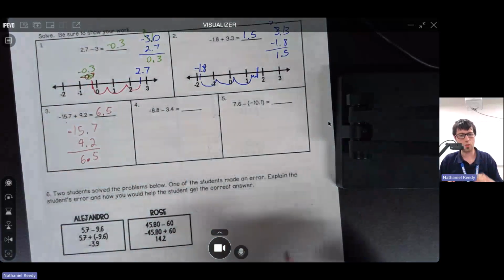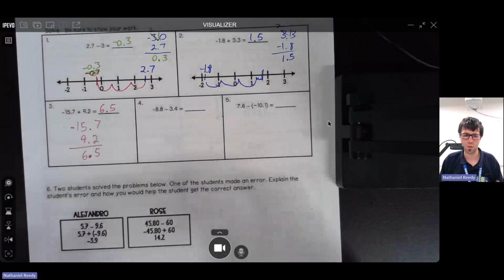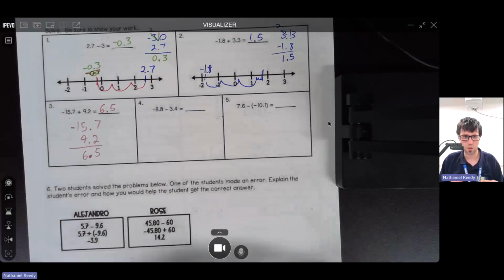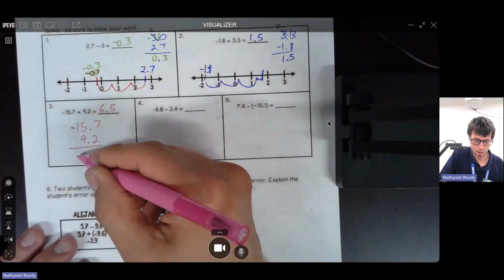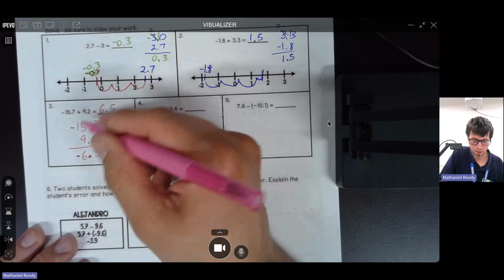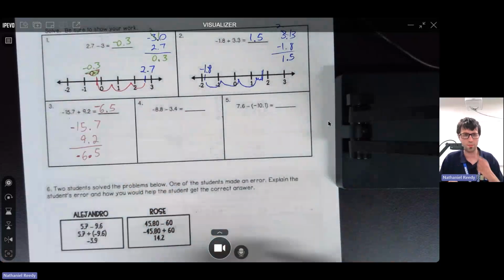That would be 6.5. I don't want you guys to use calculators quite yet because we're still getting used to this negative and positive number stuff, but soon. So I want you guys to get comfortable with how these numbers work. Oh, by the way, this would be a negative in case you were wondering, because negative 15.7 is bigger.